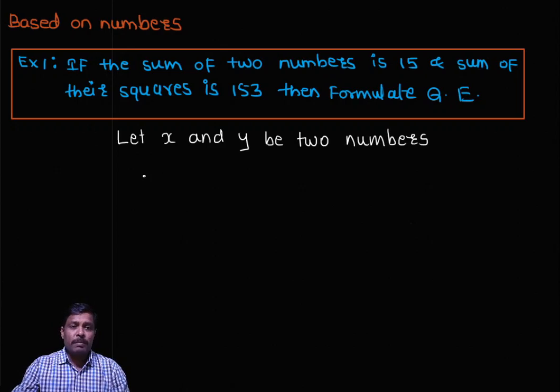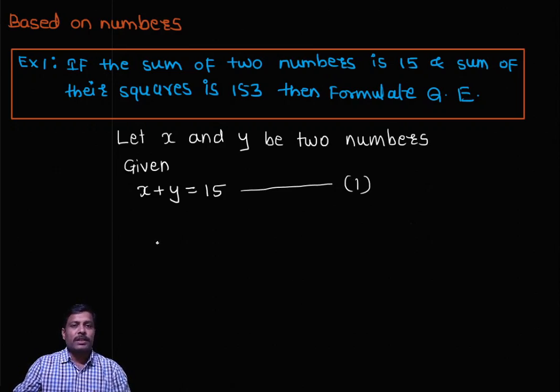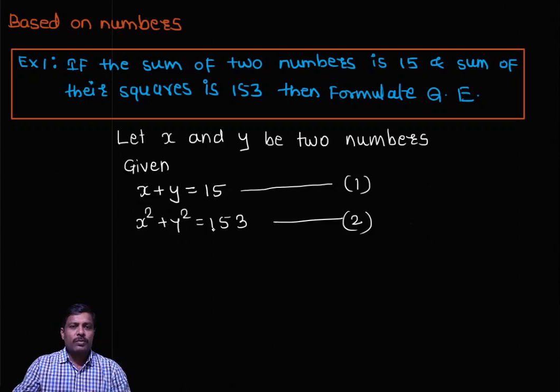So according to the information given in the first sentence, we can write here, given x, the first number, plus the second number is equal to 15. Let me call this expression equation number 1. Now as per the second sentence, the sum of its squares, we can square these two numbers first and then add and then equate to 153. x square plus y square is equal to 153, and let us suppose this expression is equation number 2.